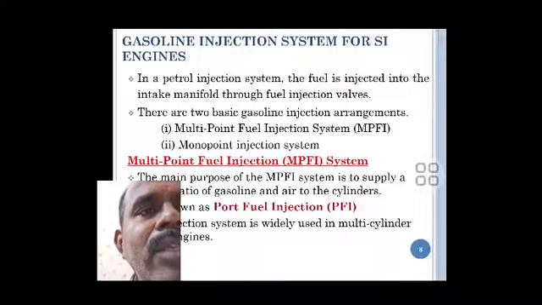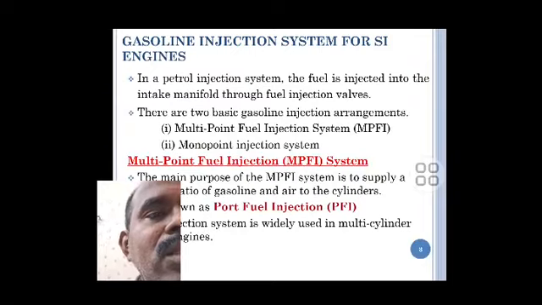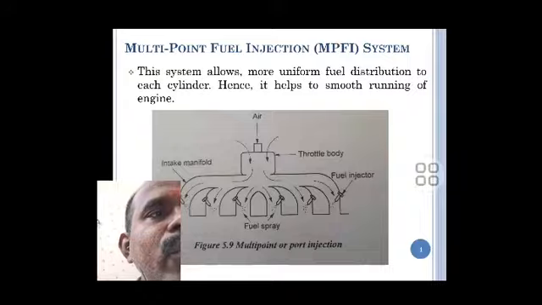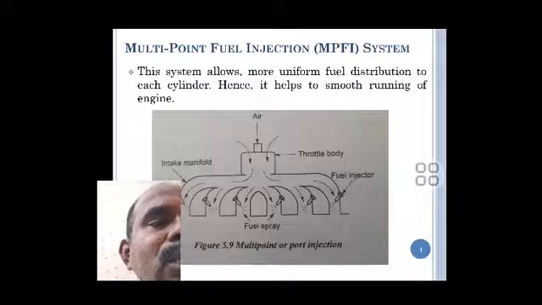In the multi-point injection system, that is MPFI, the main purpose is to supply an equal ratio of fuel and air to all the cylinders. It is also known as the port fuel injection system. This system is widely used in multi-cylinder SI engines. It provides uniform fuel distribution to each cylinder, hence it helps the smooth running of the engine. The figure shows the multi-point or port injection system.